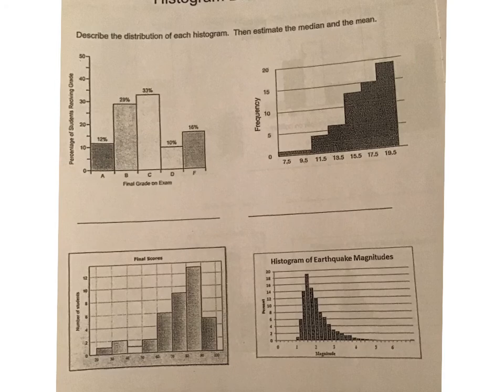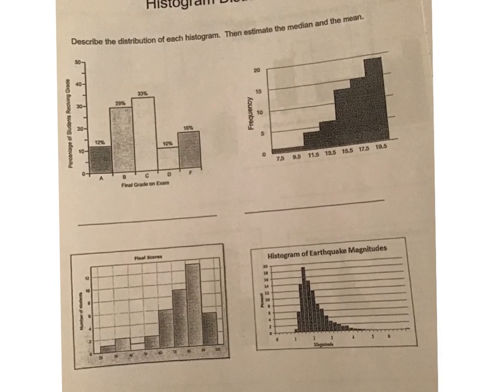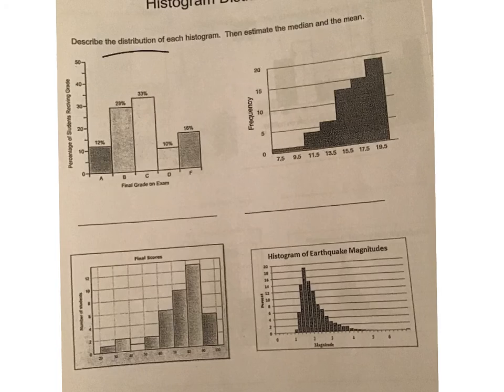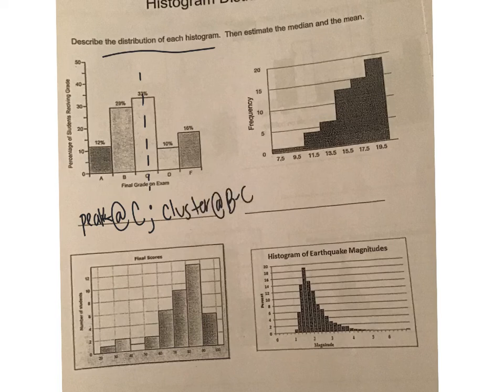Okay, let's begin by looking at the distribution of each histogram. That means we want to use words to describe the histogram. So if we look at this first one here, if I cut it down the middle, it doesn't look to me like it's really symmetrical. It doesn't look to me like it's skewed left or right. It looks to me like it's pretty unique. I could maybe say that there is a peak at grade C. I might say that there is a cluster at the B and C grades.